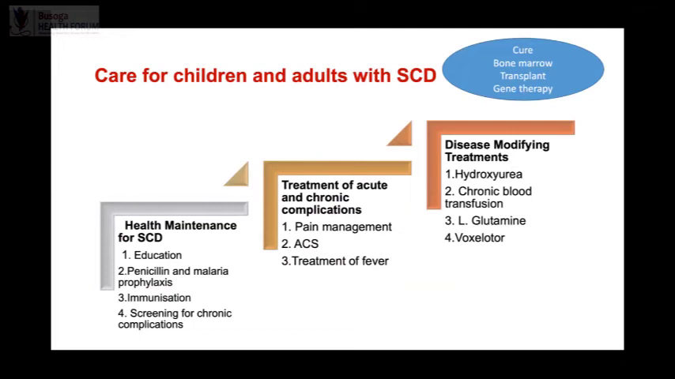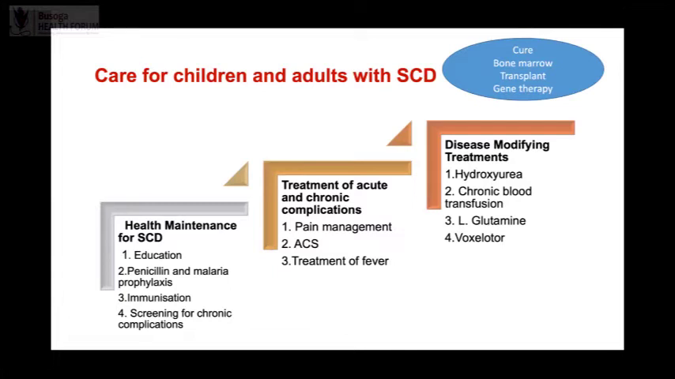So what does the care of children and adults involve? It's kind of a three-tier or a four-tier approach that I like to think about. First, health maintenance. So what do you do? You educate: what is sickle cell disease? What does it do? What can we do to prevent it? Then you prevent complications. Infections are very common, so you give penicillin and malaria prophylaxis, immunization, and then you screen for chronic complications. Then the next level is you treat acute and chronic complications.